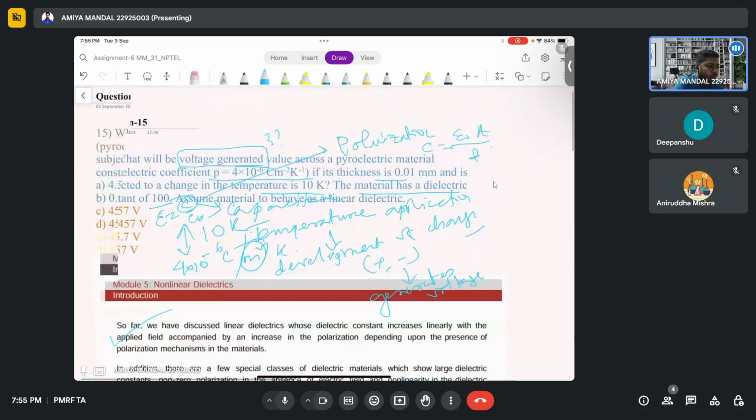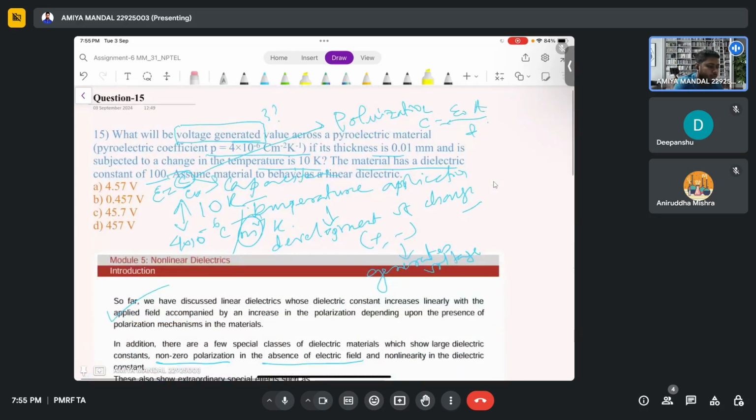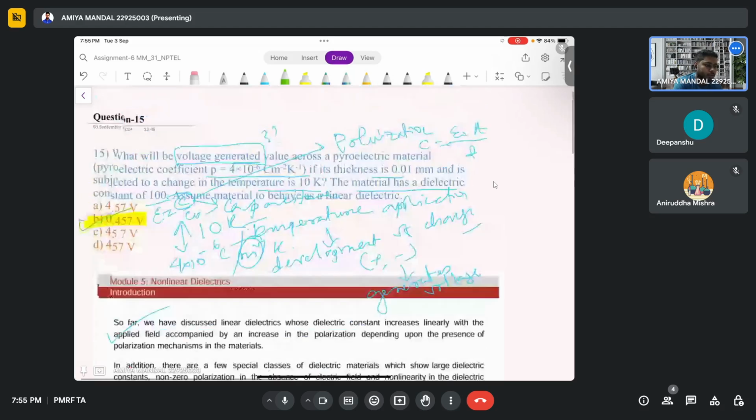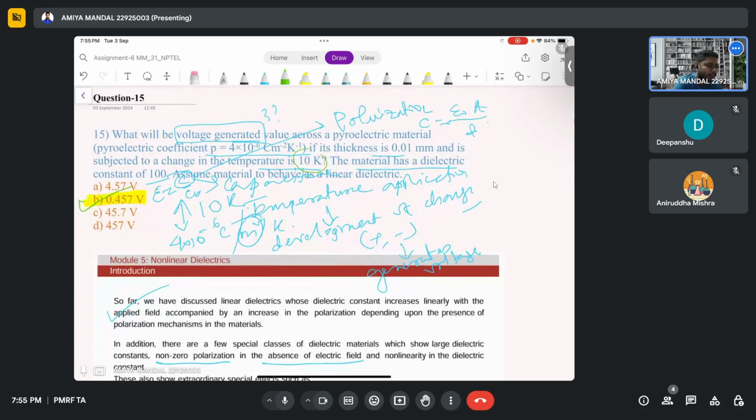So the answer will be 0.457 volt. Option B is correct. You can see that only a 10 K temperature change creates nearly 0.5 volt in a pyroelectric material. So temperature has a great role in creating the voltage.